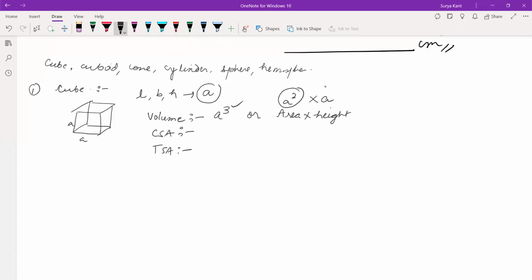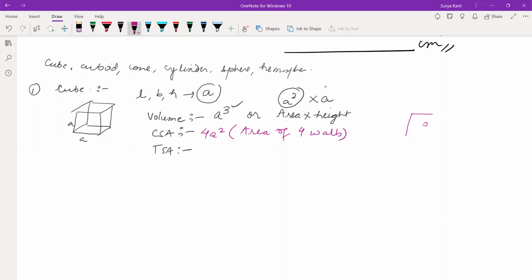So now what about CSA? What is CSA actually? Curved surface area. So what is the formula of curved surface area? 4a square. How is it coming? Curved surface area means the area of the 4 walls, right?